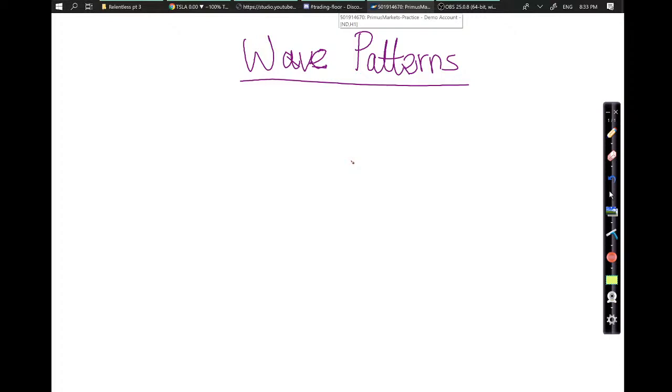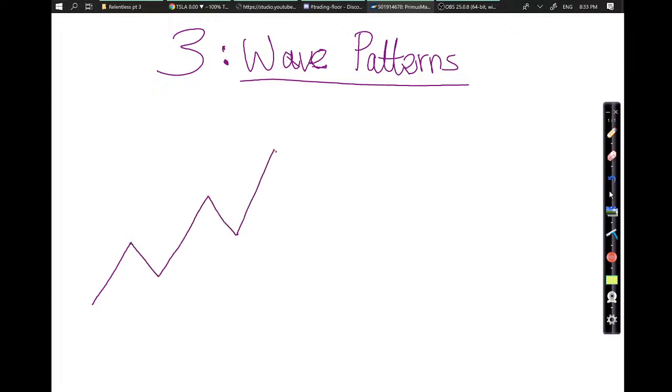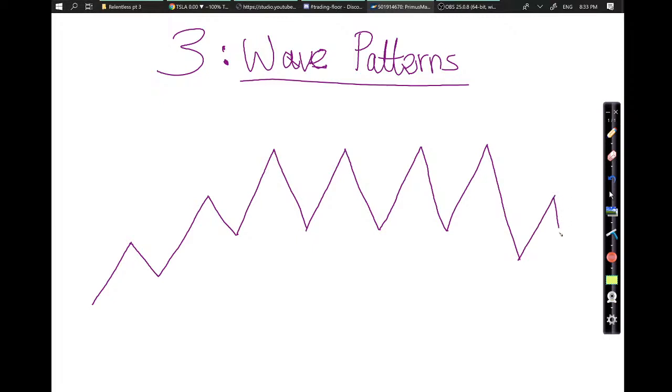Okay, so you have 3 primary movements in the market, right? 3. The first one is an uptrend where stocks make a series of waves like so, okay? And then they go into a consolidation phase. And then they go into a distribution phase. Okay?